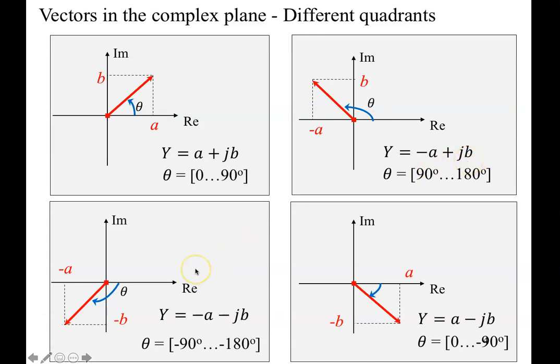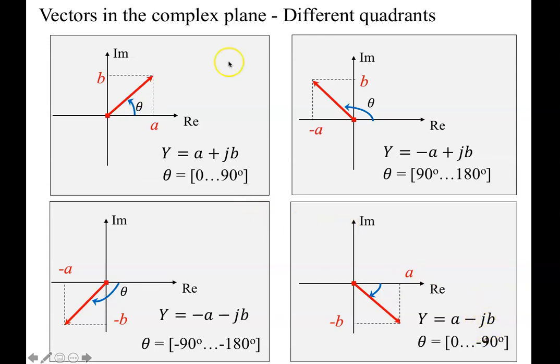In the third quadrant, this time we can look at the angle from the negative side. So you have an angle between minus 90 degrees and minus 180 degrees. This time, the real part and imaginary part are both negative. Finally, in the fourth quadrant, the angle is between 0 and minus 90 degrees. In the rectangular form, the real part is positive, and the imaginary part is negative.